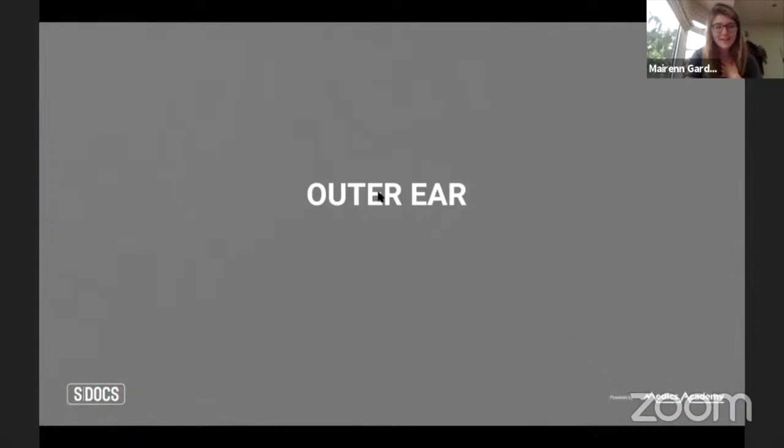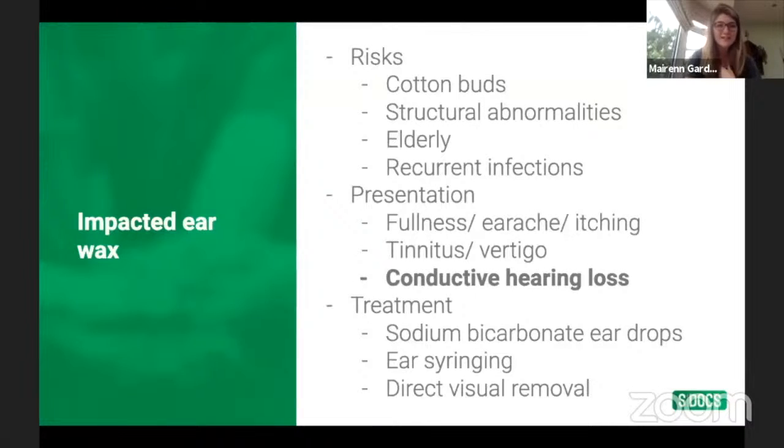So going over the outer ear causes, impacted earwax. This is one of the most common reasons for people having altered hearing, and the main reason for it is the use of cotton buds. Earwax should be found in the lateral third of the ear canal, and if it's found more medially to this, it suggests that cotton buds are being used and it's impacting the earwax.